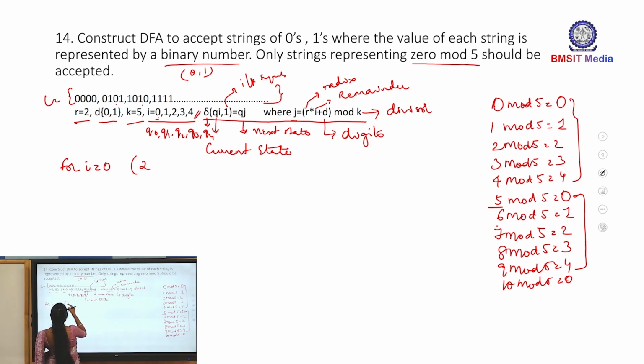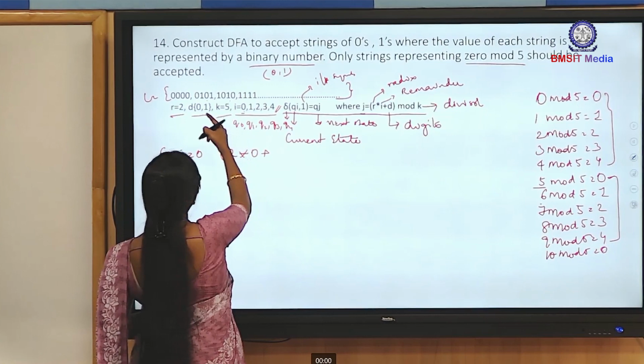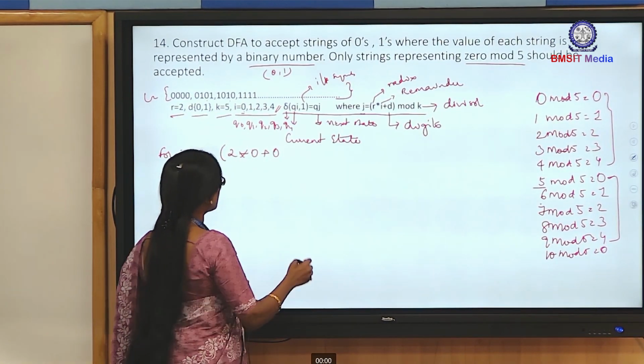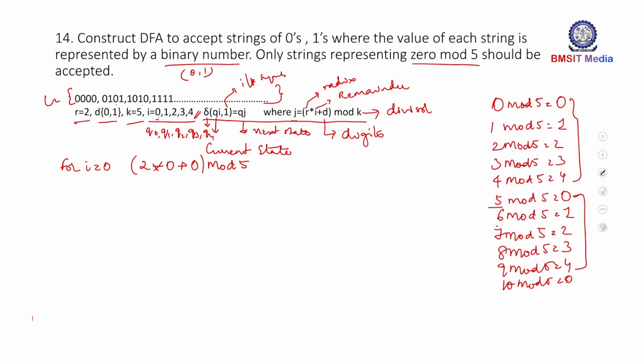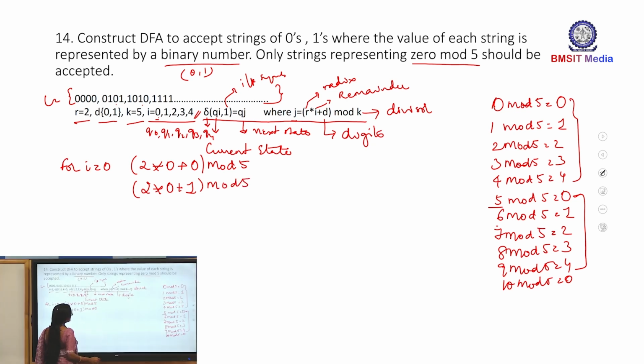For the transition, R is the radix into i. I am initially starting with the remainder 0, so i is 0, plus d. d is the digit. Every state will make 2 transitions, one on seeing a 0 and one on seeing a 1, because I have 2 digits here. So this is on seeing a 0, mod 5. This will give me my first transition. The second transition will be 2 into 0 plus 1, mod 5, on accepting a 1. So this is my second transition.